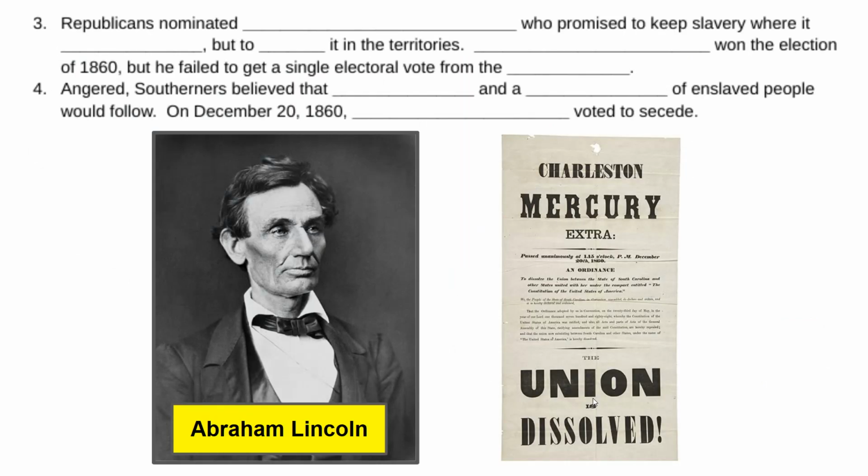So Republicans nominated Abe Lincoln, who promised to keep slavery where it existed, but to ban slavery in the new territories. Abraham Lincoln won the election of 1860. Part of it is because we had so many different candidates. The North having a pretty big population where they did not divide themselves like they did in the South gave them an advantage. And where a lot of them were voting Republican, Abraham Lincoln is the guy with the advantage.